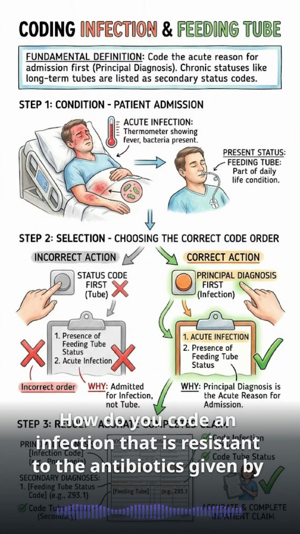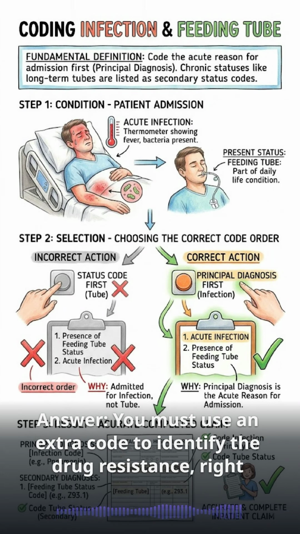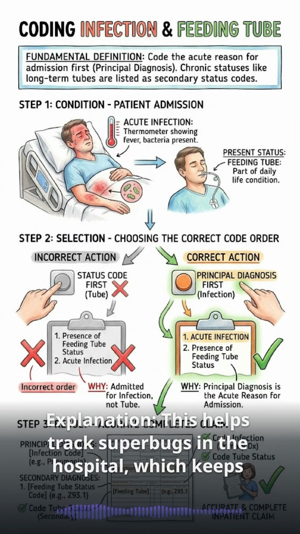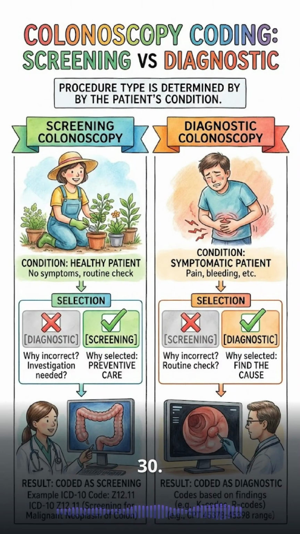29. How do you code an infection that is resistant to the antibiotics given by the nurses? You must use an extra code to identify the drug resistance, right after the infection code. This helps track superbugs in the hospital, which keeps the public much safer in the future.